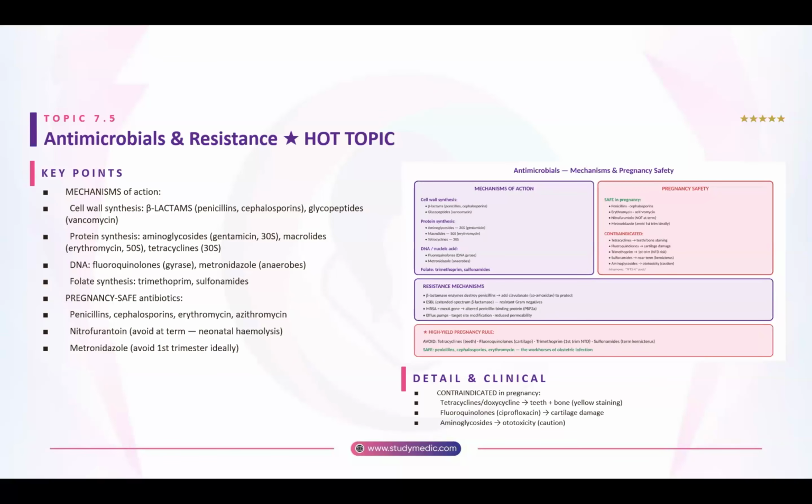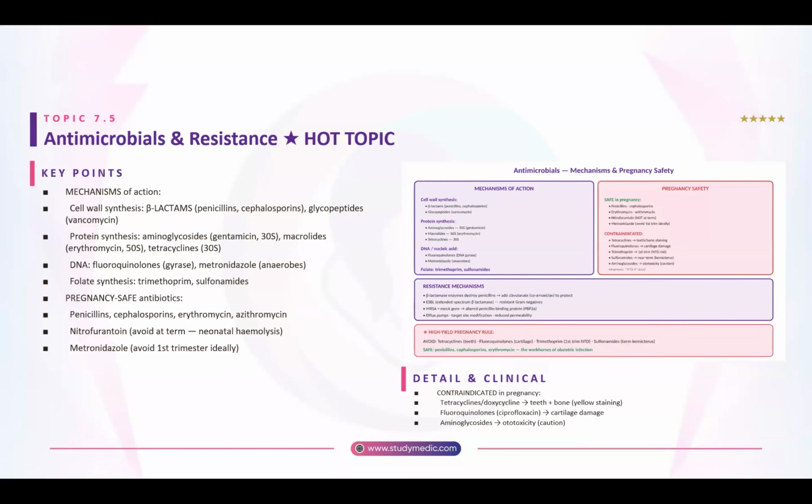At term, you're supposed to avoid nitrofurantoin because this is associated with neonatal hemolysis. And in the first trimester, ideally you avoid metronidazole. Now, what are the important things you need to keep in mind?